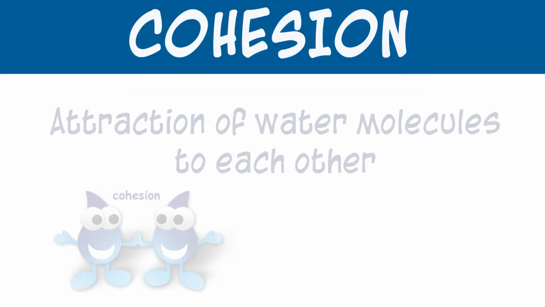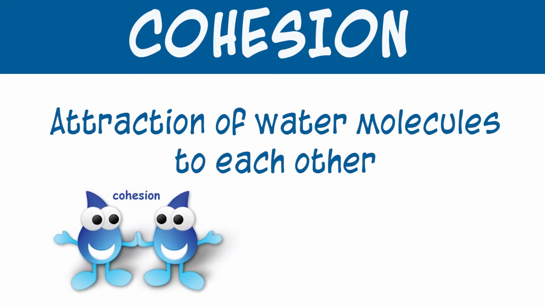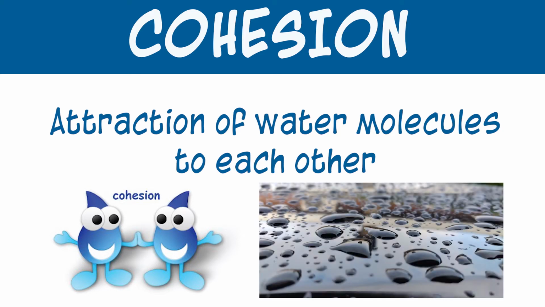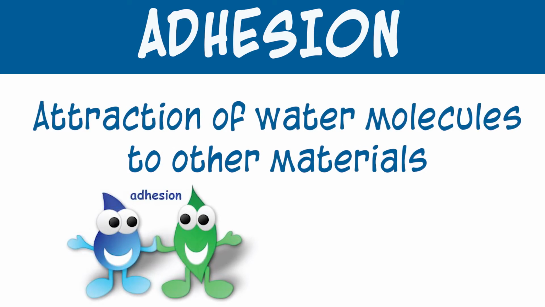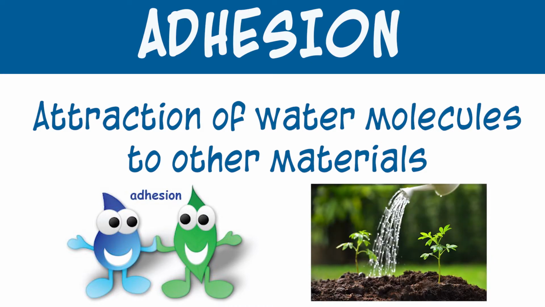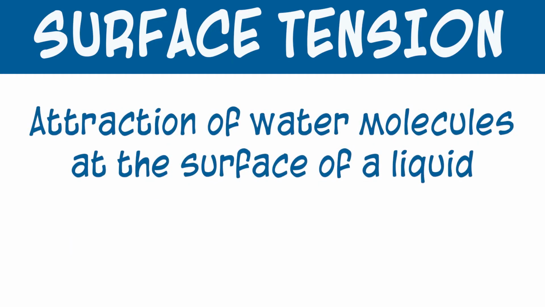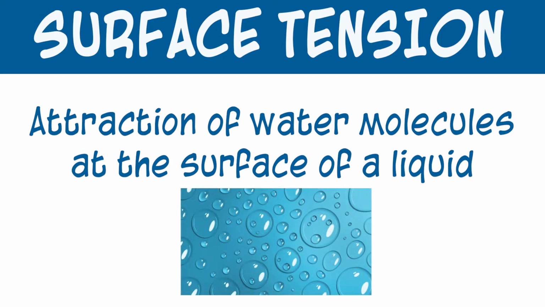Cohesion is the attraction of water molecules to each other. Water molecules are attracted or stick to each other, like the raindrops beading up on the surface of the car. Adhesion is the attraction of water molecules to other materials, like water attaching to the car or water absorbing into soil. Surface tension is the attraction of water molecules at the surface of liquid. This causes the water surface to behave as though there is a thinly stretched membrane across it. Think of surface tension like an invisible layer of skin over the water. Now let's put these properties to the test with some activities.